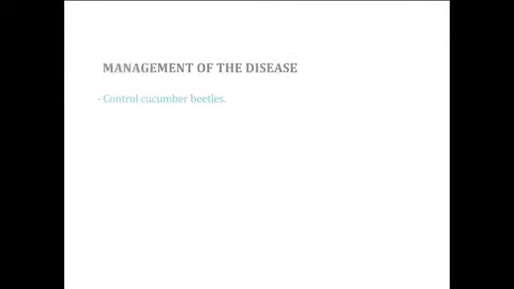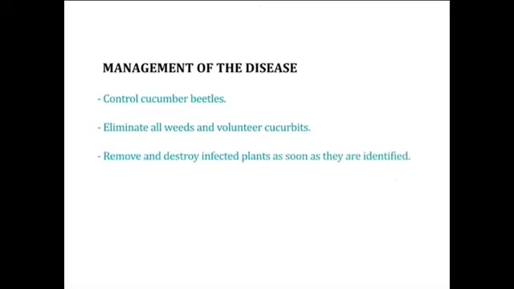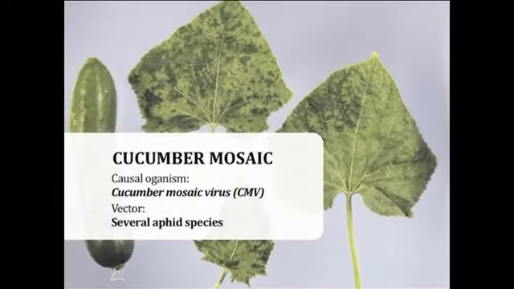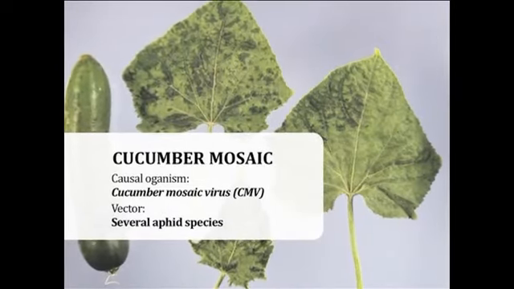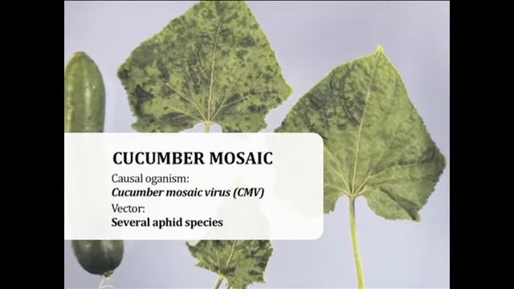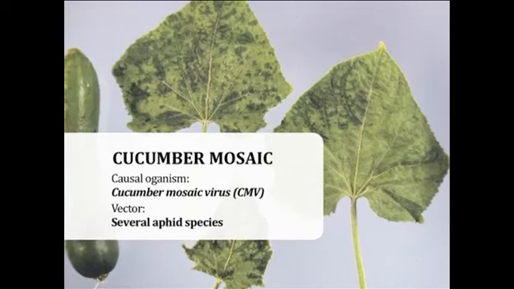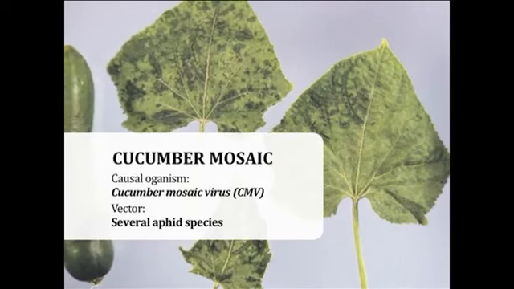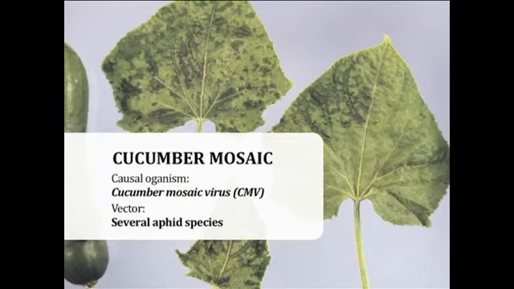Now coming to the management of the disease. Control cucumber beetles. Eliminate all weeds and volunteer cucurbits. Remove and destroy infected plants as soon as they are identified. Rotate out of cucurbits for 2 to 3 years. Now next important disease is the cucumber mosaic. It is caused by cucumber mosaic virus. Regarding the vector, there are several aphid species responsible for transmitting the disease.